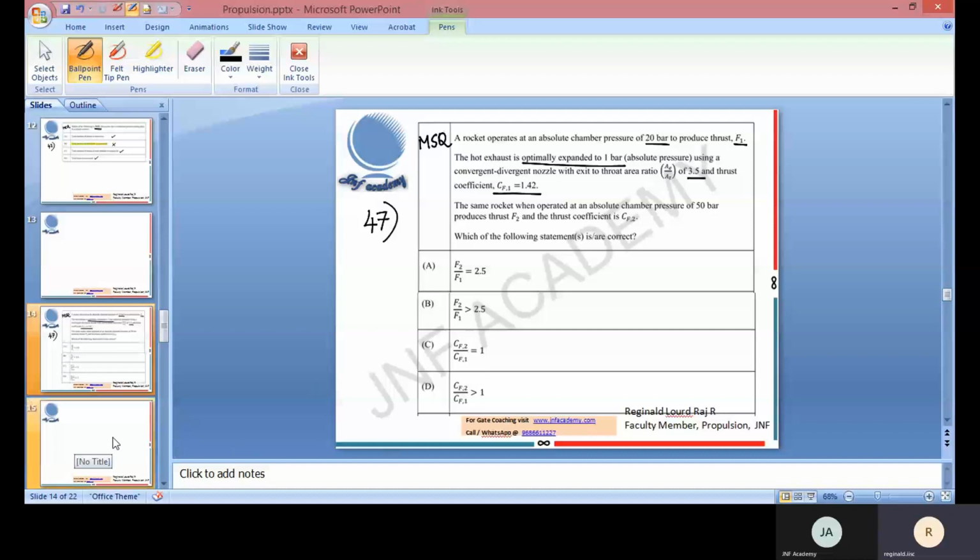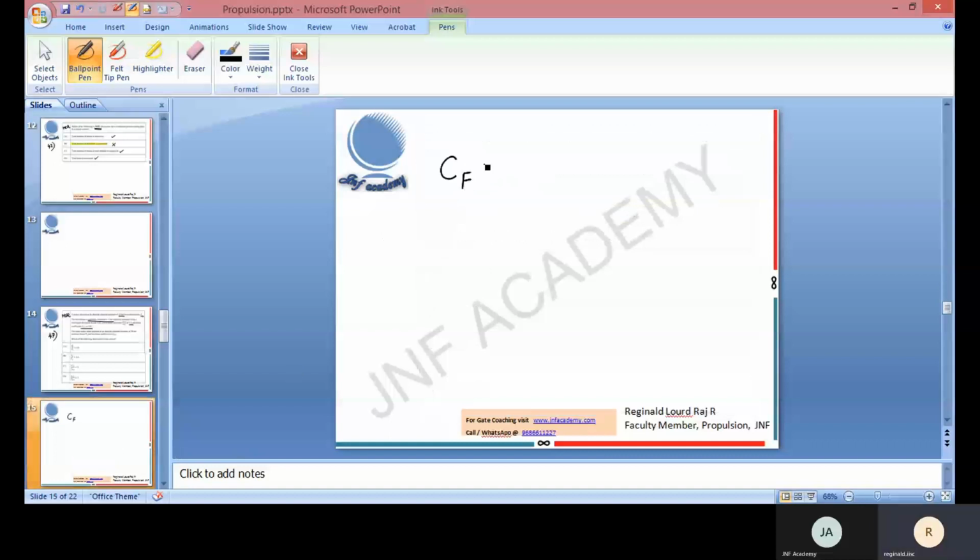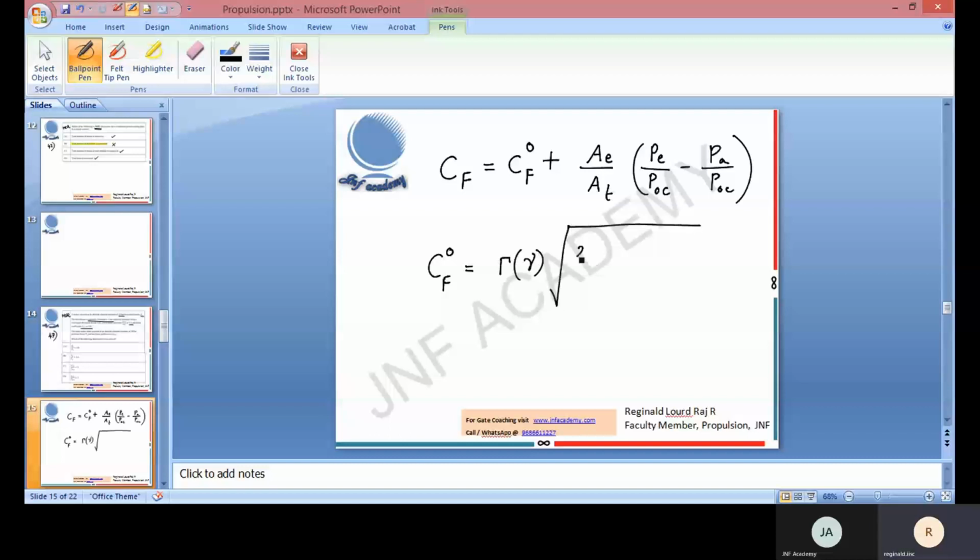Now, like I told you, it's a little bit deep in the concept. First thing is you should know what is the expression for CF. We discussed this during the class. The thrust coefficient can be written as the optimal thrust coefficient plus AE by AT into PE by P0C minus PA by P0C. And what is the optimal thrust coefficient? The optimal thrust coefficient is gamma, the Van den Kerckhove function, times the square root of 2 gamma by gamma minus 1 into 1 minus PE by P0C to the power of gamma minus 1 by gamma. So you observe that the CFO is not a parameter which depends on the chamber pressure directly, because this ratio is going to be fixed for a nozzle.